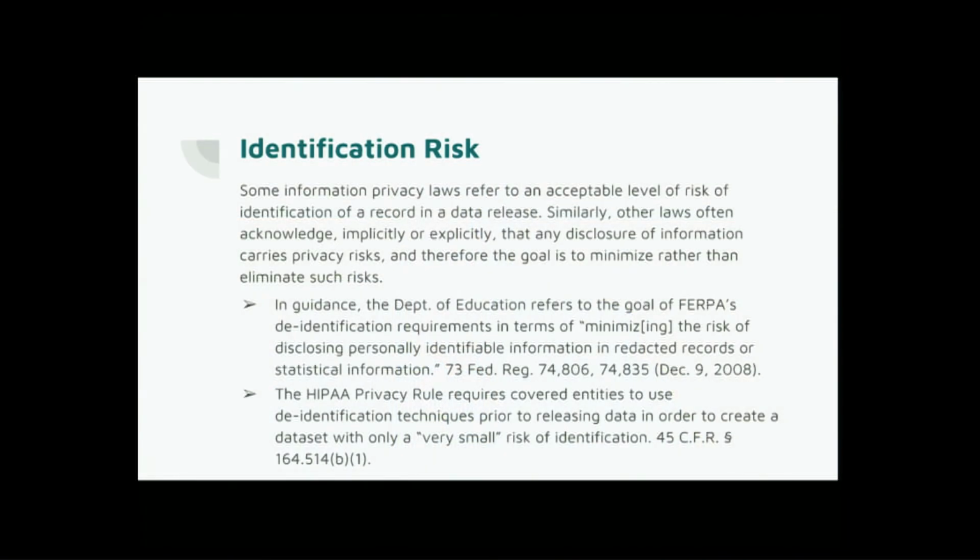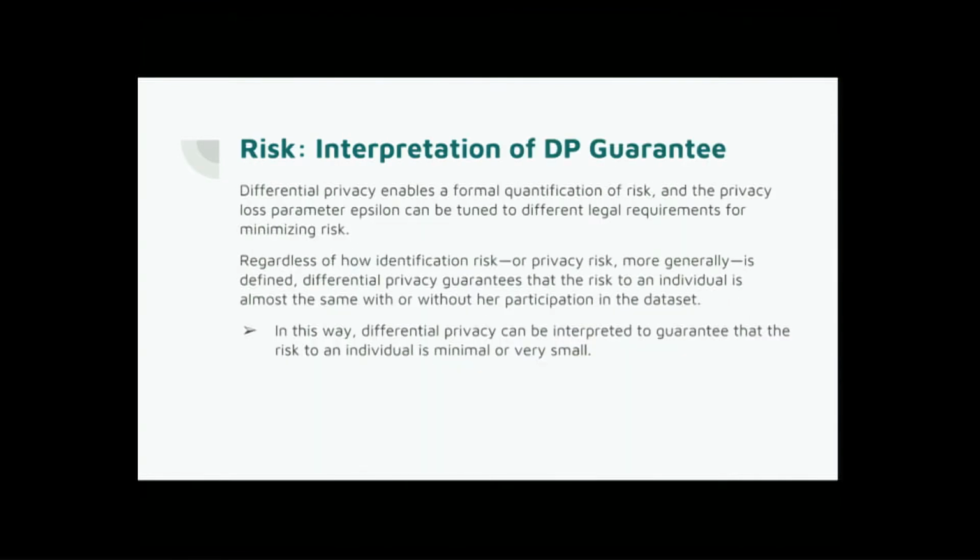The next concept is identification risk. Some information privacy laws refer to an acceptable level of risk of identification of a record in a data release. Other laws acknowledge implicitly or explicitly that any disclosure of information carries privacy risks, and therefore the goal is to minimize rather than eliminate such risks. For example, the Department of Education has released guidance referring to the goal of FERPA's de-identification requirements in terms of minimizing the risk of disclosing PII in redacted records or statistical information. And the HIPAA privacy rule explicitly requires covered entities to use de-identification techniques prior to releasing data in order to create a data set with only a very small risk of identification.